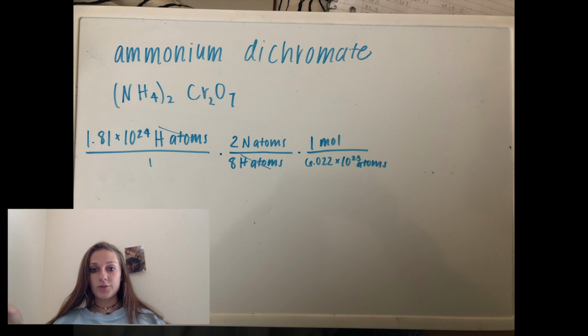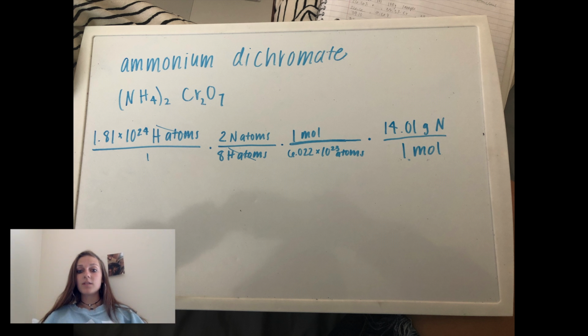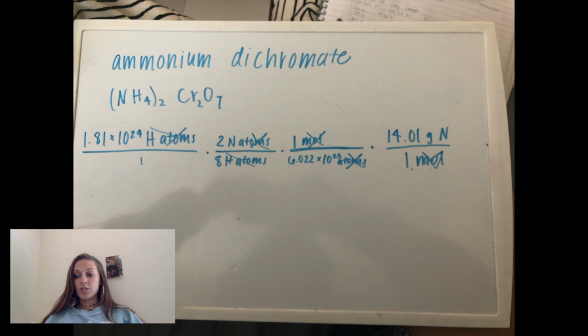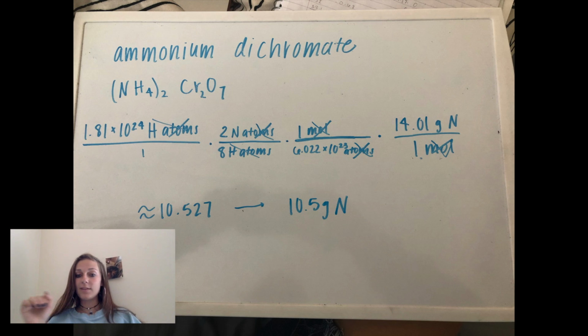Next step, we're going to use Avogadro's number, and that is 6.022 times 10 to the 23rd atoms per mole. So we're going to put 1 mole on the top and 6.022 times 10 to the 23rd on the bottom. Finally, we're going to use the mass of nitrogen itself, and we're going to do 14.01 grams of nitrogen over 1 mole. And finally, we can cancel out the hydrogen atoms, the nitrogen atoms, and the moles, so that we're only left with grams of nitrogen. And when you calculate that out, you get 10.527, and then with sig figs, you would get 10.5 grams of nitrogen.